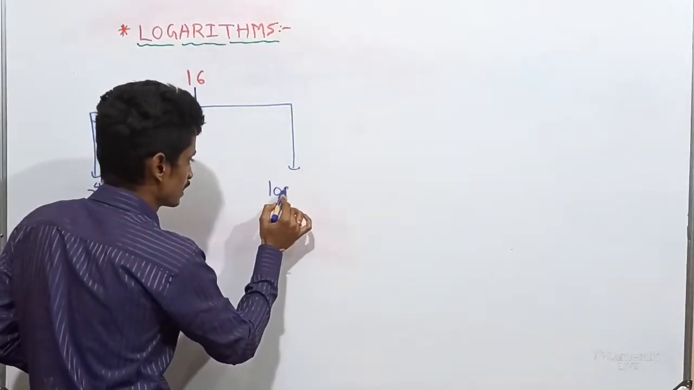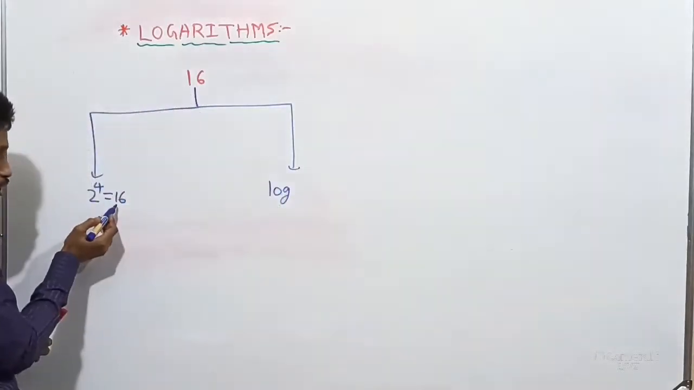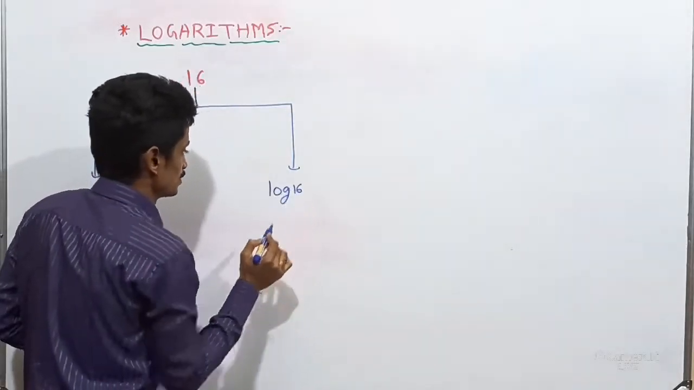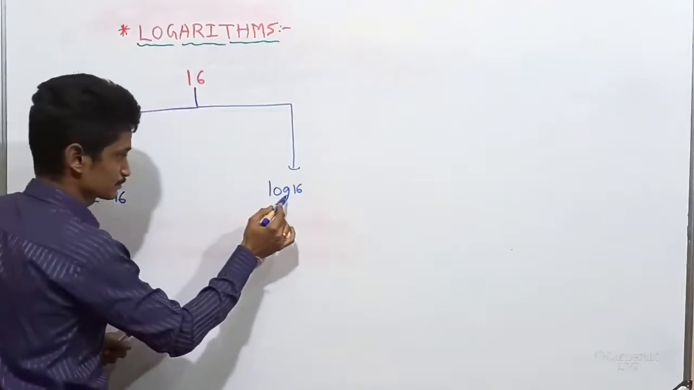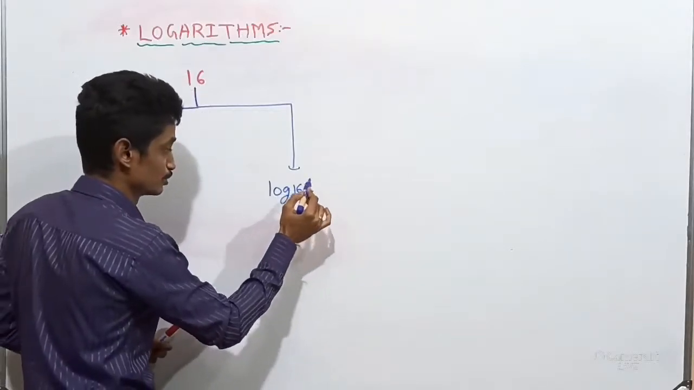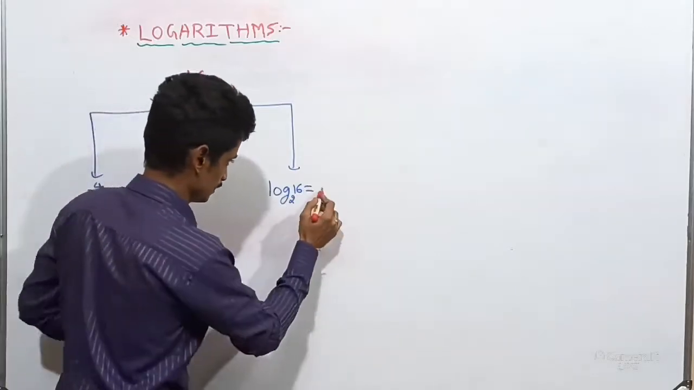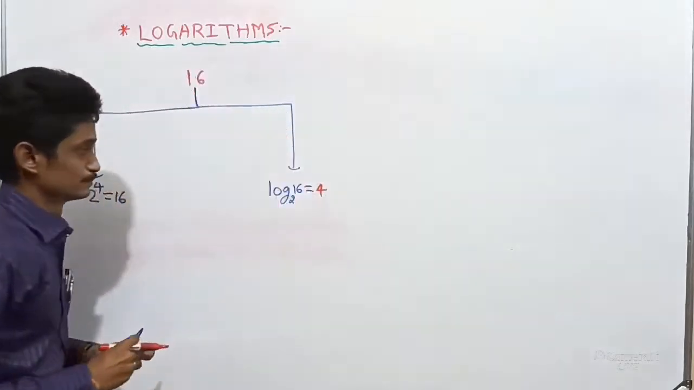Everyone knows this type of representation of a number is considered an exponential representation. That only I will write in another form, log of the given number. What is that number? That number will be 16, for what base? The base is equal to 2, is equal to what we will obtain? That is the power. That power will be 4.